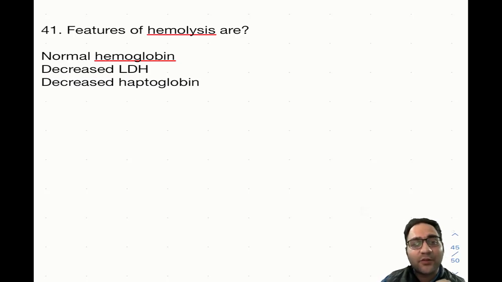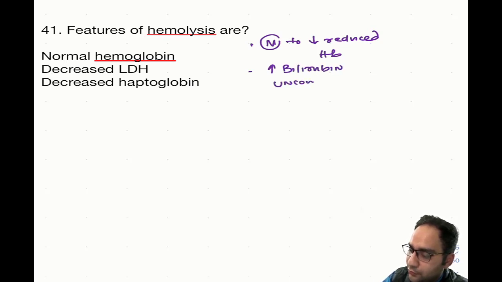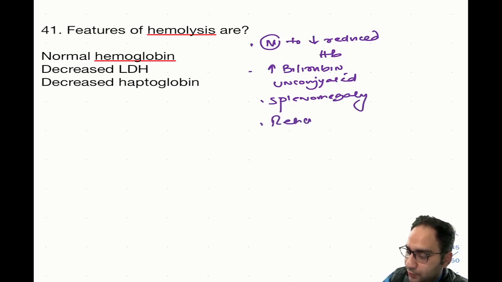Yeah. Next question from hematology. Features of hemolysis. So what are basically the features of hemolysis? You can get normal to reduced hemoglobin. You will get elevation of bilirubin. Which bilirubin will be elevated? Mostly unconjugated, right? You can get splenomegaly. You can get reticulocytosis.